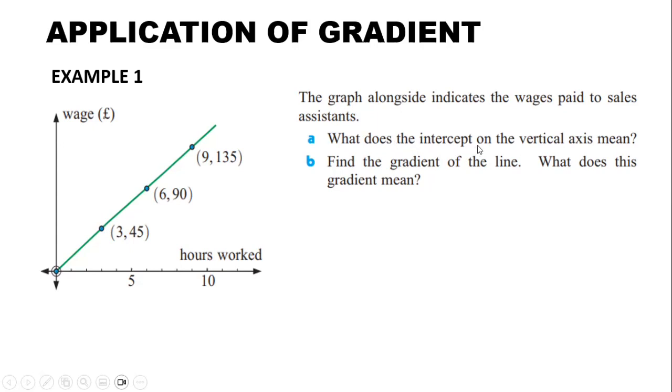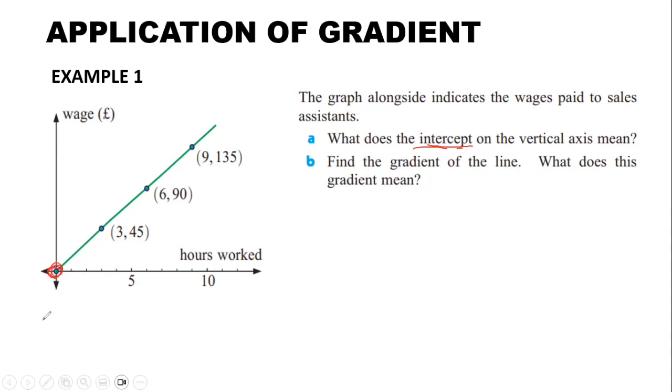The question reads that the graph alongside indicates the wages paid to sales assistants. What does the intercept on the vertical axis mean? So intercept simply means where the graph cuts either the y-axis or the x-axis. So in this case, it says, what does the intercept on the vertical axis mean? And the intercept on this vertical axis is 0.